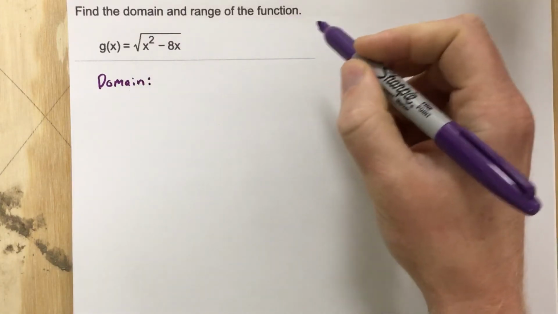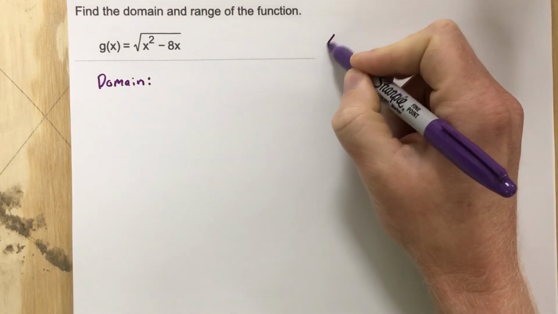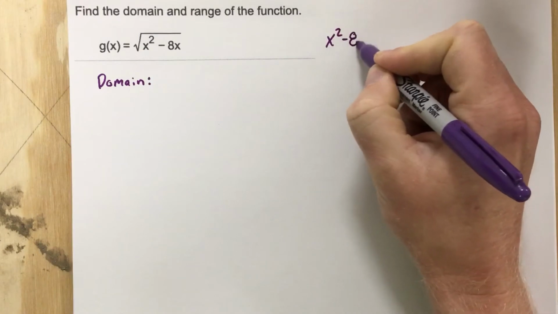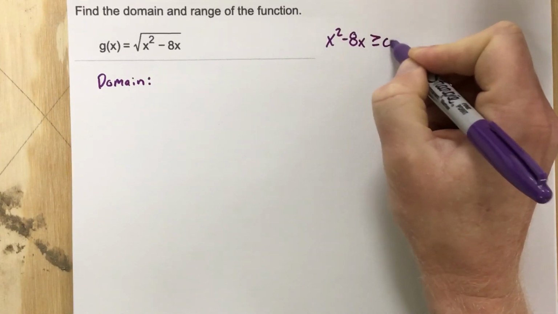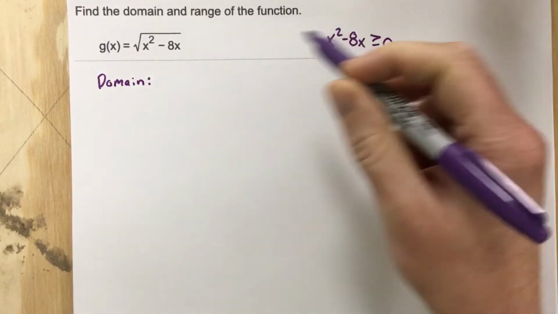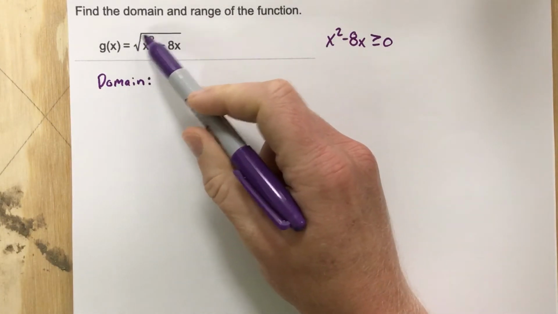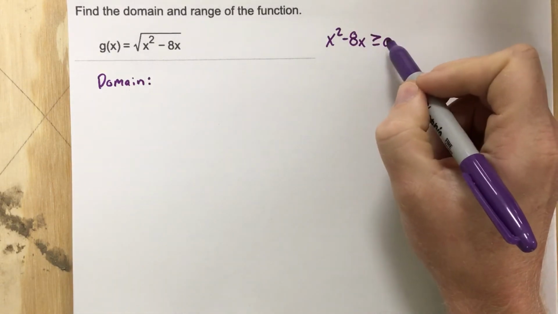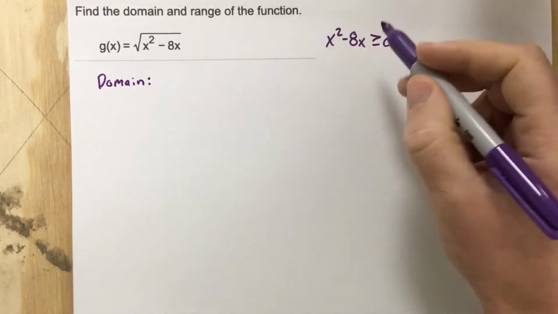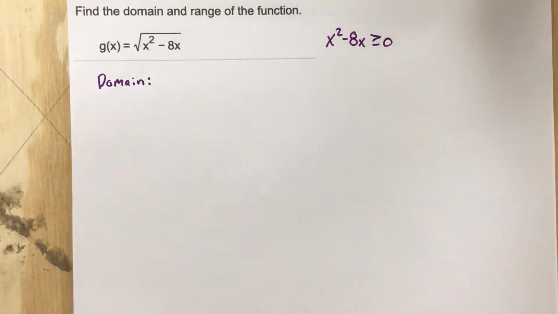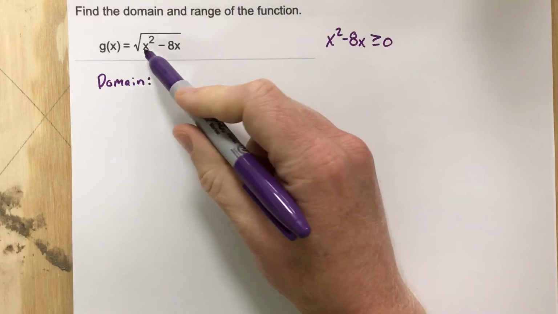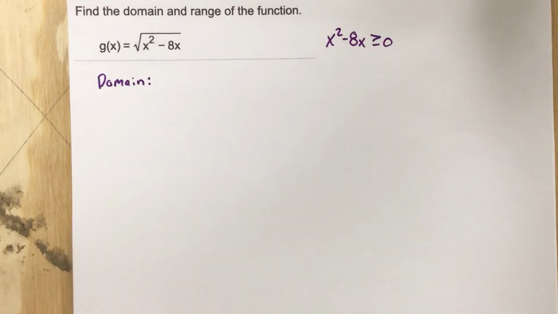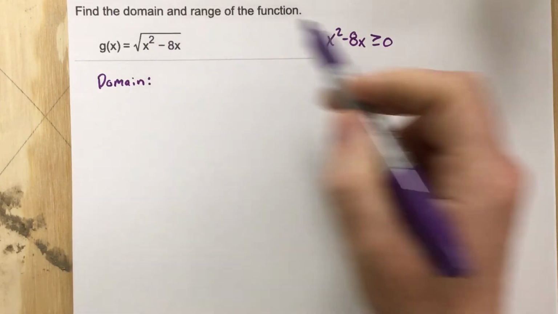The reason I set it greater than or equal to 0, so x squared minus 8x greater than or equal to 0, is I know that I cannot take the radical of a negative number. I can take the radical of 0, but anything less than 0, I cannot. So I need to take the inside and set it greater than or equal to 0 in order to solve for the x values that are going to give me a number inside the radical greater than or equal to 0.